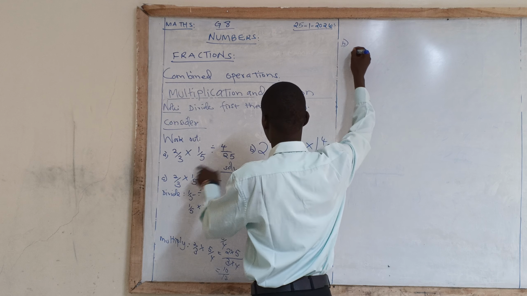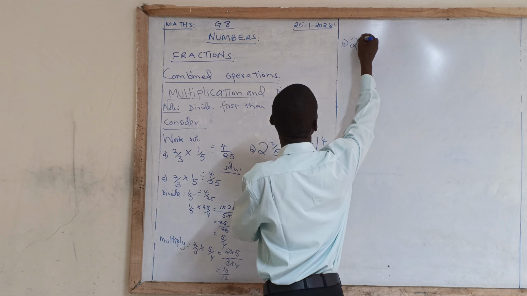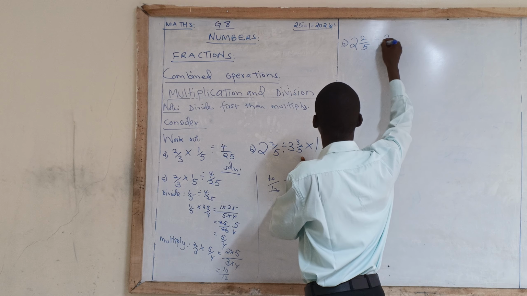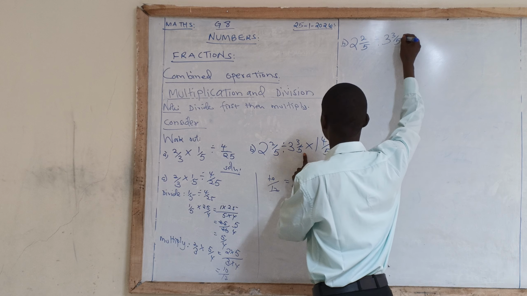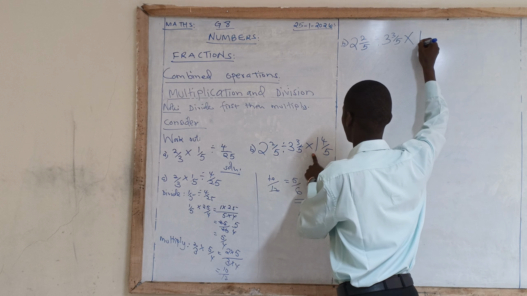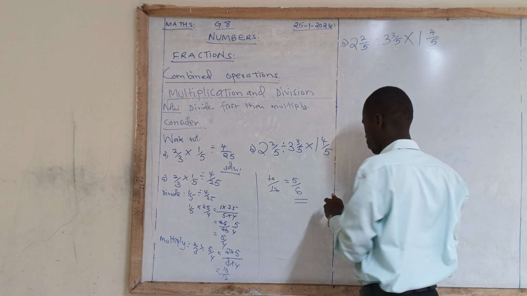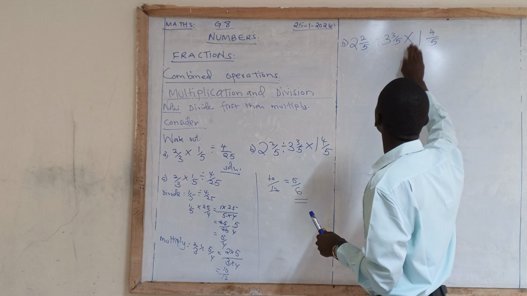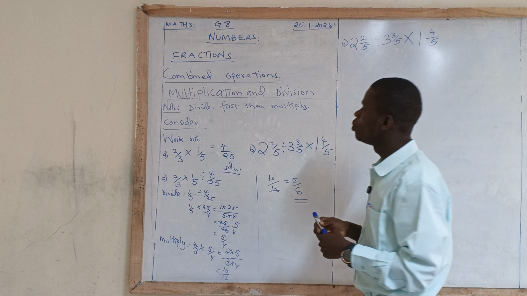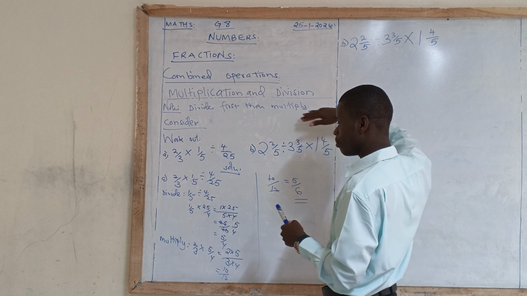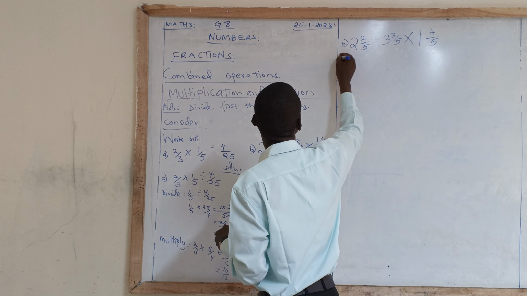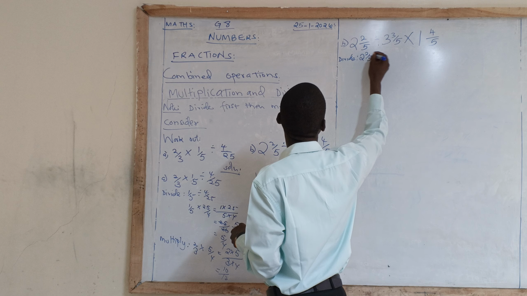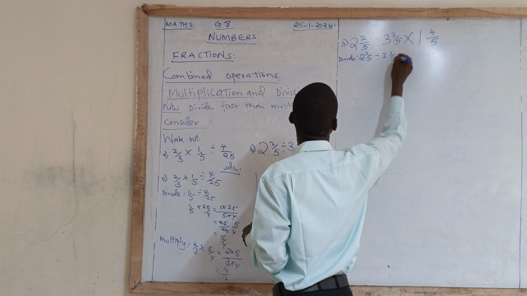B, we have 2 and 2 over 5 divided by 3 and 3 over 5 times 1 and 4 over 5. What did we say? Divide first, then multiply. Let us divide. What are we dividing? 2 and 2 over 5 divided by 3 and 3 over 5.